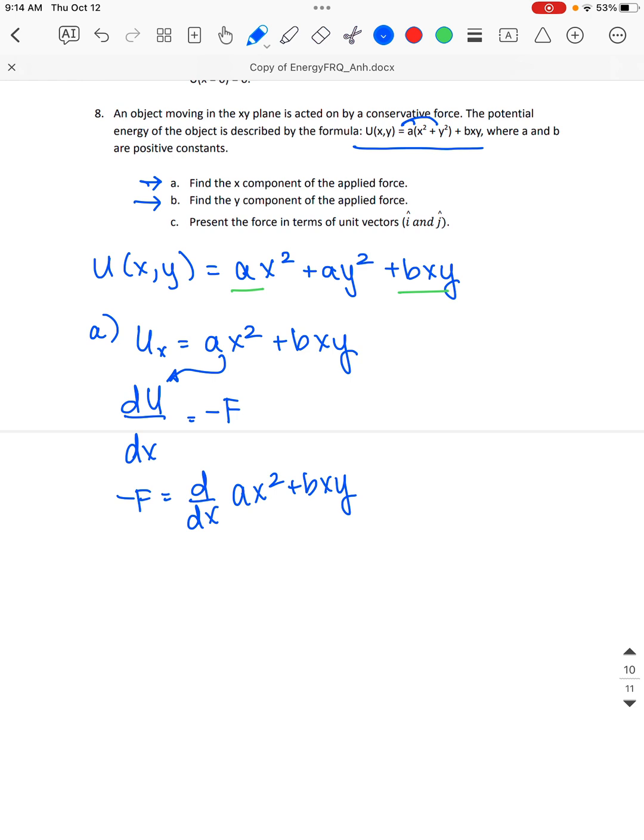A and b are constants, so all I need to do is multiply the 2 in front, because the x is what I'm looking at, and then this x is to the first, so that drops out, and I end up with just by left over. So negative f is equal to 2ax plus by. I need to flip the signs of all of those to get my positive f value, and that would be negative 2ax minus by for part A.